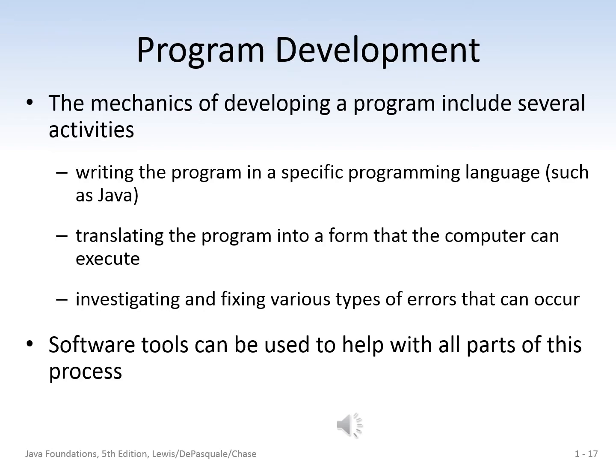Once again, the content of this slide should be nothing new to you. The mechanics of developing a program: you write the program in a specific language, such as Java. One unique aspect of Java is that it's an architecture neutral programming language, which we'll get to in a few minutes actually. And you translate the program into a form that the computer can execute. And then obviously you're debugging, fixing various types of errors that occur. And there are software tools that will be used all along the way to help with this process.